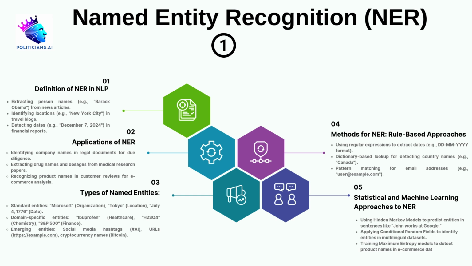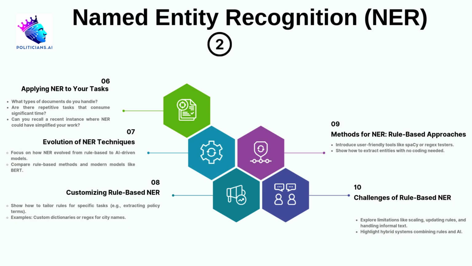Statistical and machine learning approaches. More advanced NER methods use machine learning, which helps systems handle more complex text. Examples. Hidden Markov models can figure out patterns in text, like Bajon works at Google. Conditional random fields are useful for recognizing names in multilingual documents. Maximum entropy models can identify product names like Samsung Galaxy in online reviews. These techniques are better than rule-based methods for unstructured or messy data.